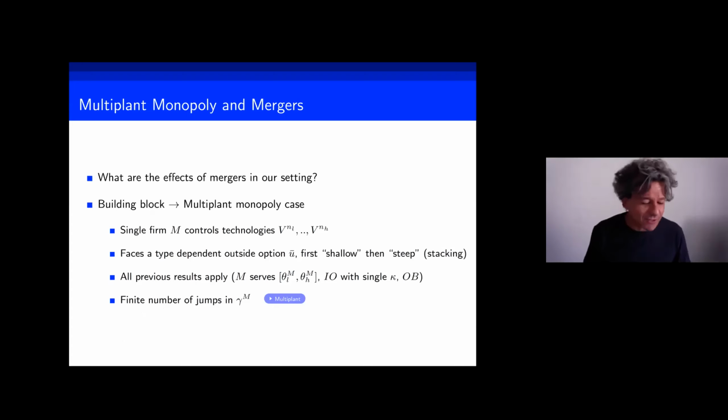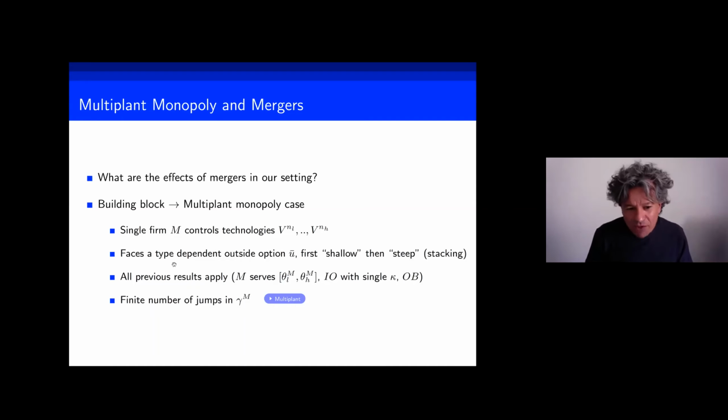6 minutes. 6, okay. So in the last few minutes, I want to leave a couple of minutes for questions if there are questions. But in the last one, an application that we explored is what are the effects of mergers in our setting. So as a building block, we analyzed the case in which we have a single firm controlling all the technologies in this market. Basically, think about this as just a monopoly with multiple plans, which is sort of a nice extension of the Econ 101 type of problem.